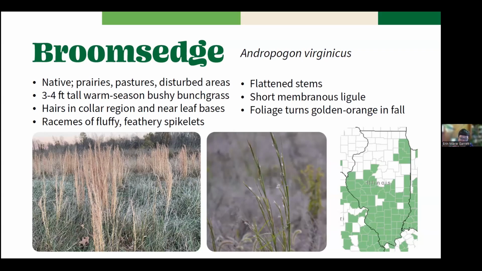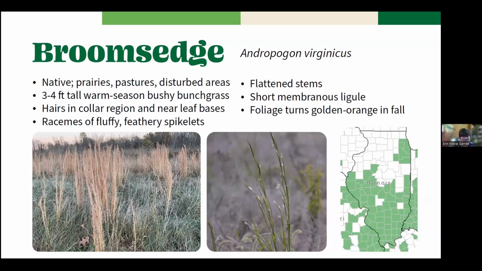When we look in that collar region and at the base of the leaf, we're going to find a lot of hairs. These have racemes of fluffy, feathery spikelets that you can see a few of right here. This is not going to be a finger-like collection of racemes. It's going to be a raceme where it's a little spikelet attached with a little stalk. Just like big bluestem, broomsedge has flattened stems and a short membranous ligule.